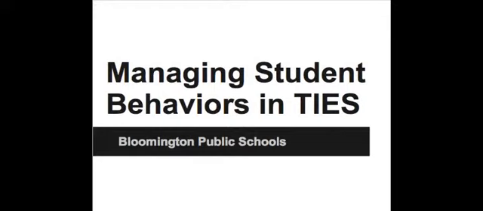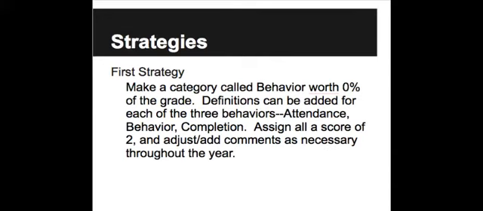The first strategy would be to create a category called Behavior worth 0% of the grade. Definitions can be added to each of the three behaviors, and you can report out just like you do on all assignments. Odds are you'll just assign a score of 2 and add adjusted comments as necessary throughout the year to show if students are exceeding and/or not meeting expectations.